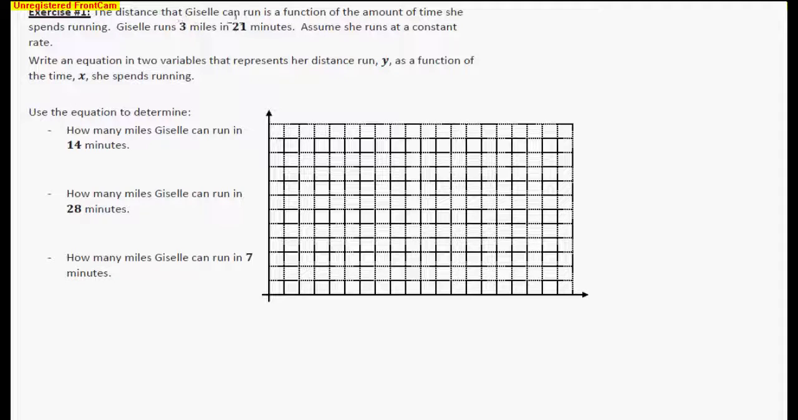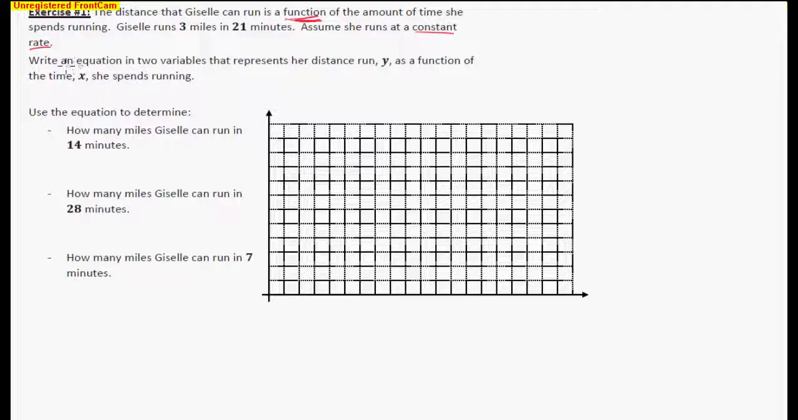The distance that Giselle can run is a function of the amount of time she spends running. Giselle runs 3 miles in 21 minutes. So assume she runs at a constant rate, okay? And there's a few important things here. First of all, they tell us this is a function, all right? So that tells me whatever input I put in, I'm only going to get one output that matches that, okay? And also, assume that she runs at a constant rate. That is really important as well, because that is going to allow us to create an equation.